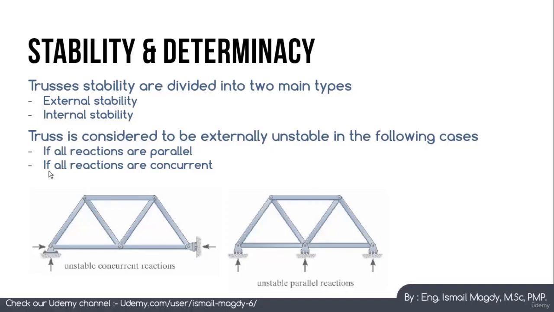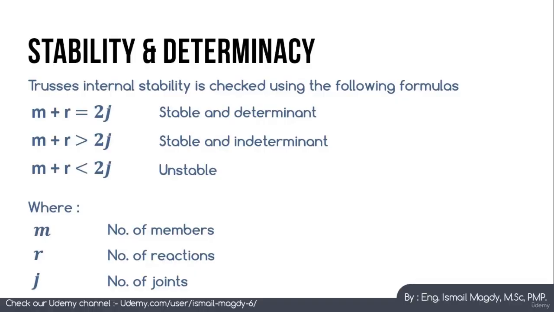So what about the internal stability of trusses? Internal stability of trusses can be checked using this formula, which is M plus R equals 2J. This means that the truss is stable and determinate. M plus R more than 2J means that the truss is stable and indeterminate. And M plus R smaller than 2J means that the truss is unstable. This is where M is the number of members, R is the number of reactions, and J is the number of joints.